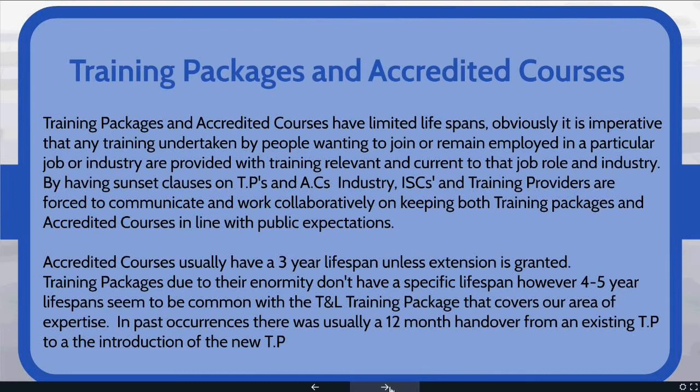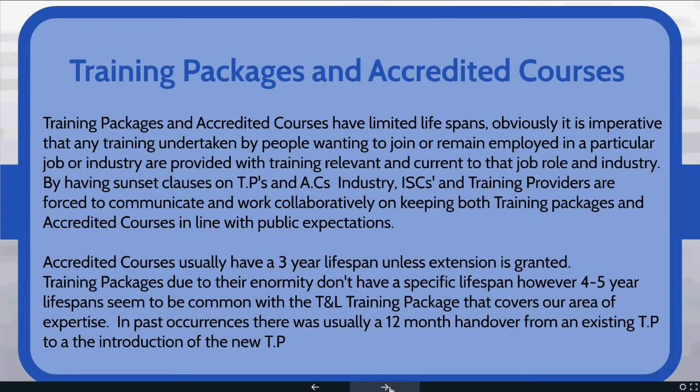So all I want you guys to jot down is that training.gov is where all qualifications live and can be found. Training packages and accredited courses have limited lifespans. Obviously, it's imperative that any training undertaken by people wanting to join or remain employed in a particular job or industry is relevant and current to that job role and industry.